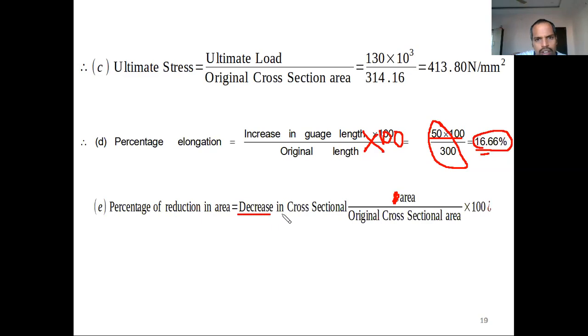Okay, so what is the decrease in cross section? Of course, everything else is the same. So the decrease in cross-sectional area, from the original cross-sectional area. How do we calculate the decrease in cross-sectional area?